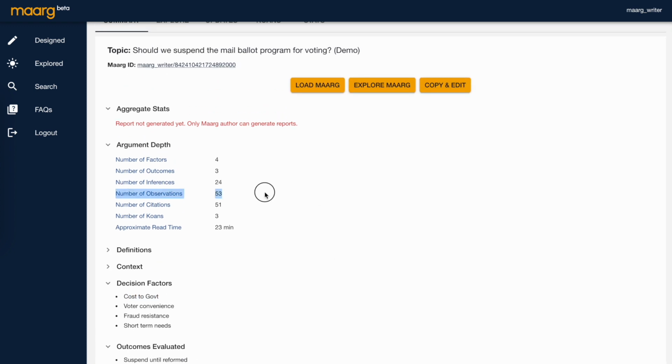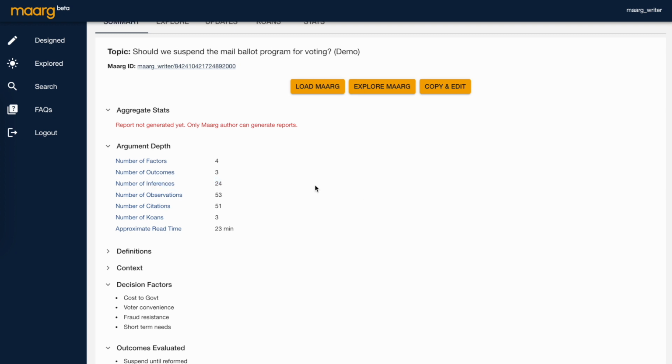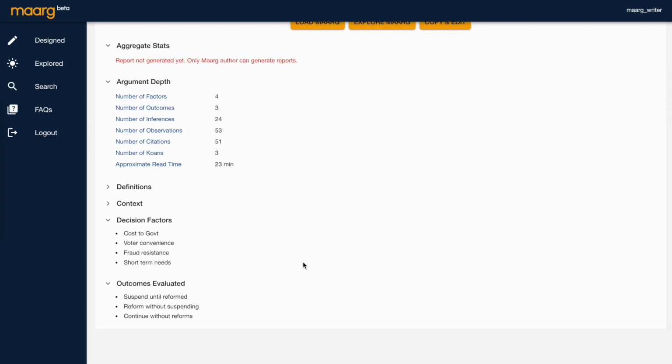Observations are generally data that are backed by research, and inferences are the reasonings using those observations. For example, in this mark, the writer could have used yes or no as the possible outcome, but instead went with three outcomes, using four factors that seemed important to the author for making this decision.